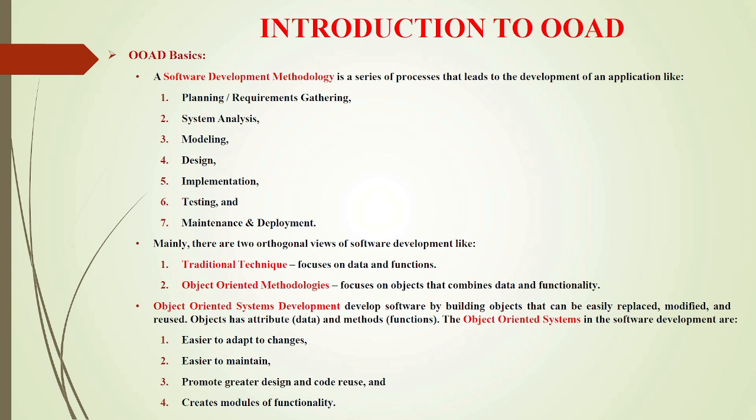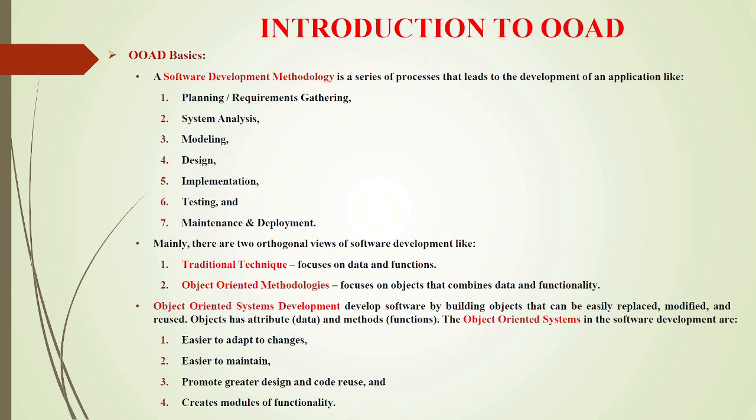Object oriented system development separately talks about building objects that can be easily replaced, modified, and reused. This feasibility of replacing or modifying or reusing the content is completely absent in our traditional techniques because those are well furnished content where the data is maintained separately and the functionalities are maintained separately, and both of them do not have any kind of interconnection between them.